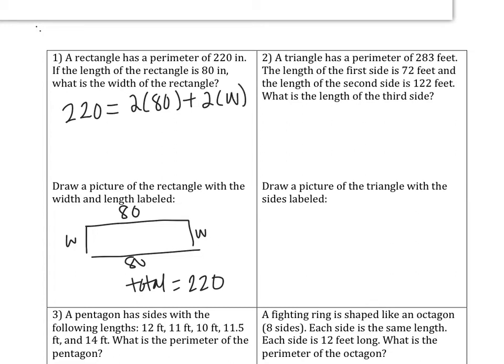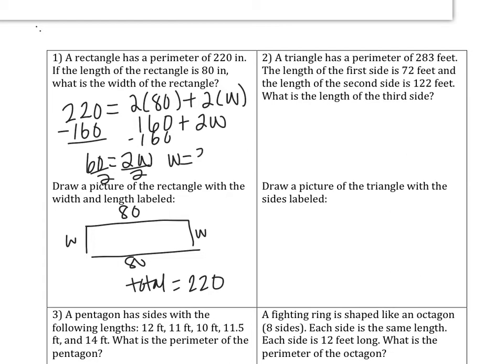So then we're going to multiply those together, and we get 160 plus 2 widths. Subtract 160 from both sides, and we get 60 equals 2 widths. Divide by 2, and we get our width equals 30. So then we go and label, and we get our width equals 30.